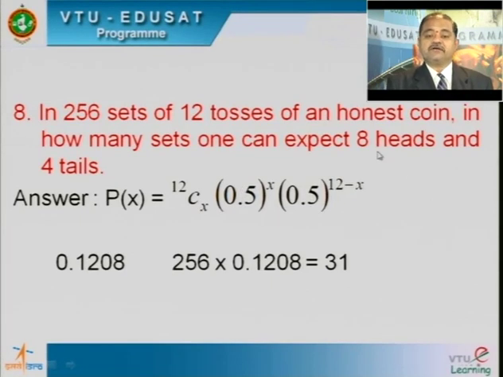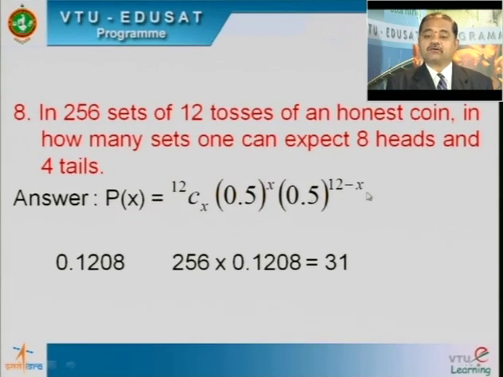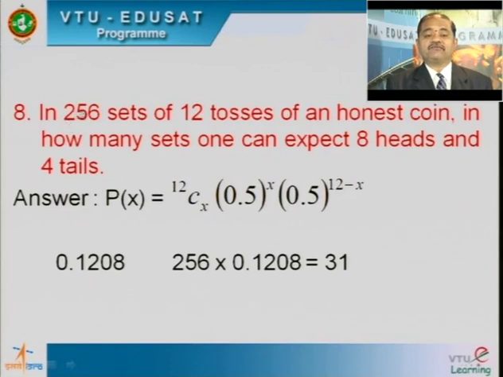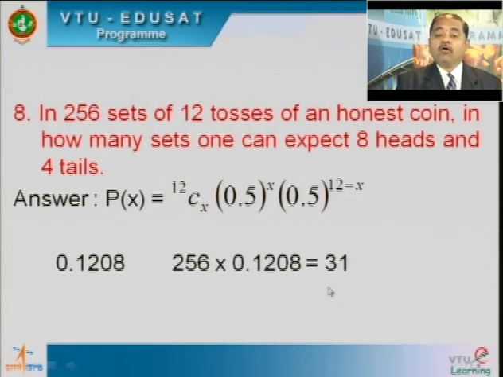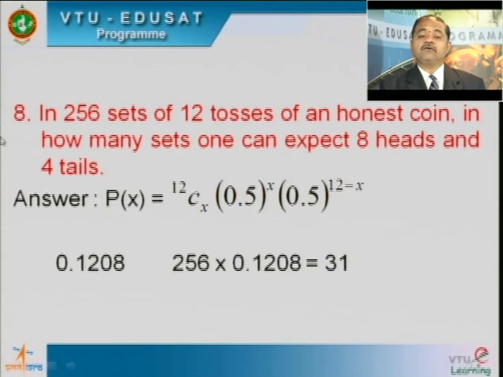So for 8 heads, I will put P of x equal to 8: 12C8, 0.5 power 8, 0.5 power 12 minus 8. You will get the answer 0.1208, multiplied by 256. So how many can be expected? 31 can be expected with 8 heads and 4 tails.